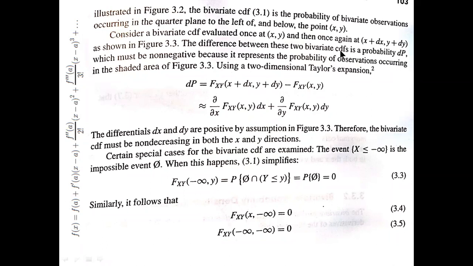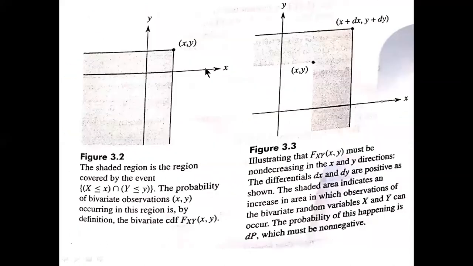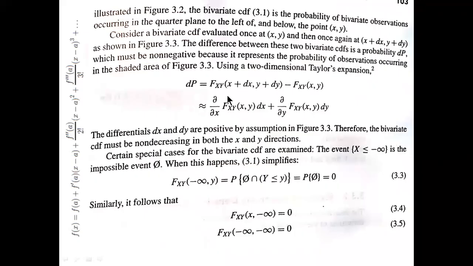What is the difference between these two is what we are considering. The difference between these two bivariate CDFs is the differential probability, or dP, which must be non-negative because it represents the probability of observations occurring in the shaded area of figure 3.3. That means this area is bigger than this area, and the probability of this should be greater than the probability of this. So you will get positive only. It will be non-negative, positive or the same.